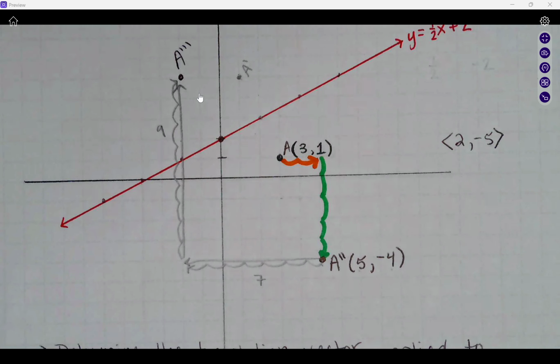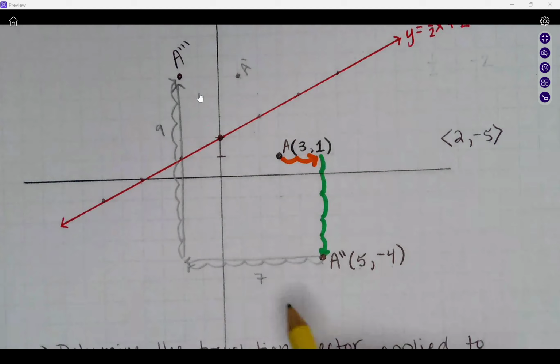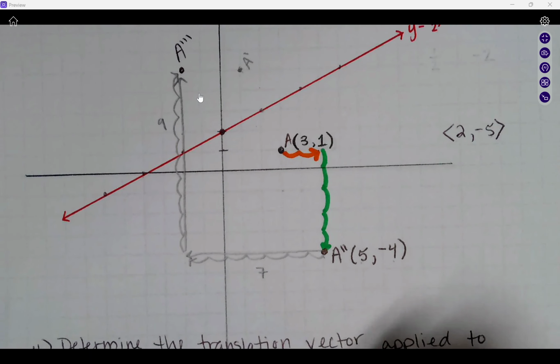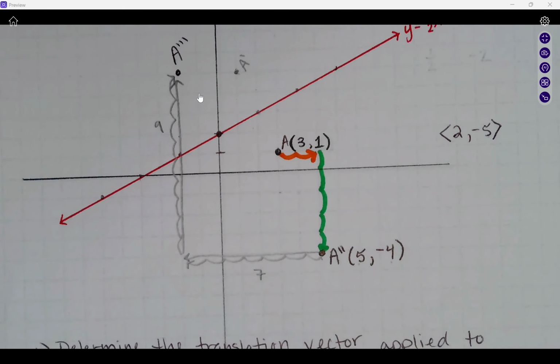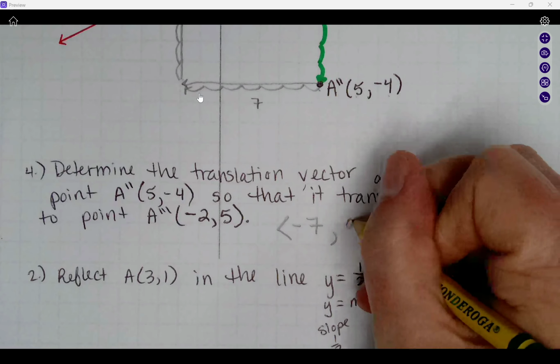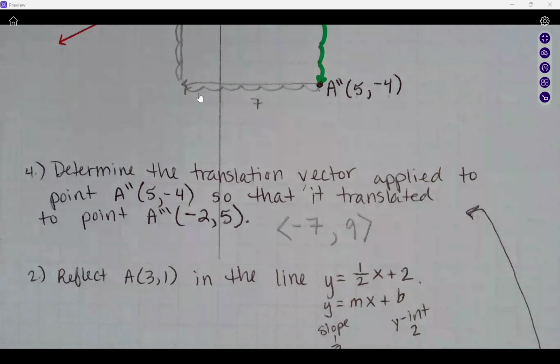So our translation vector here, and I want you to remember, going to the left, that's negative. So we're going to have -7 for the x coordinate of that translation vector. And then going up, that's going to be positive. So we'll have +9 for the y coordinate of that translation vector.